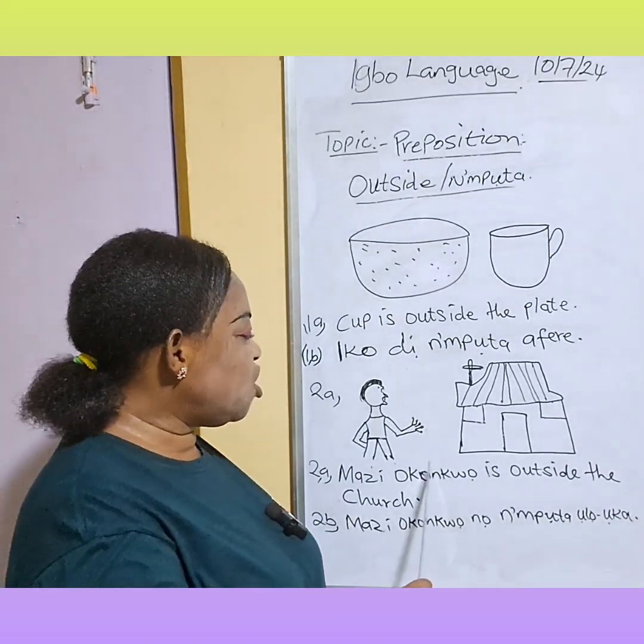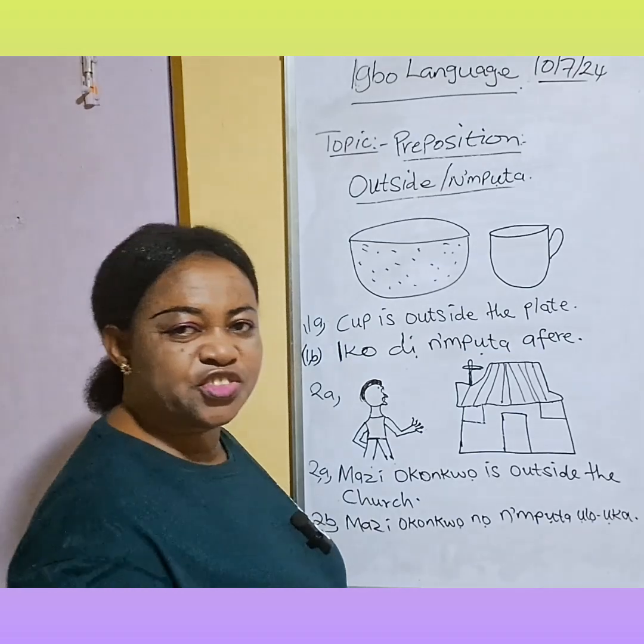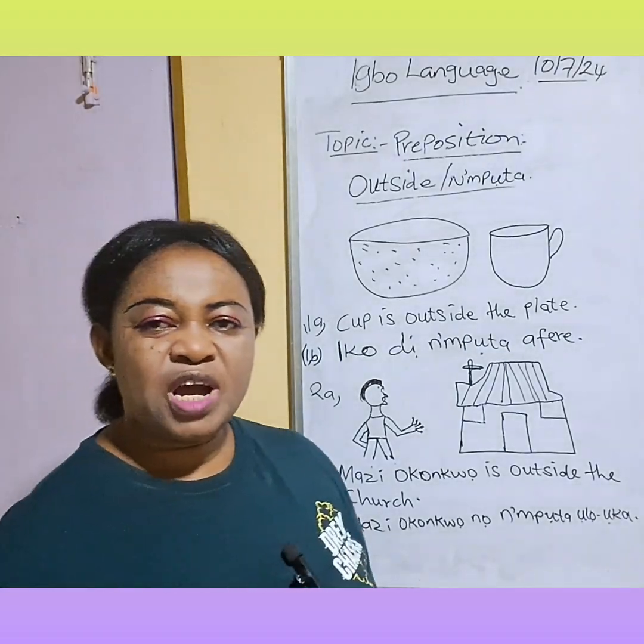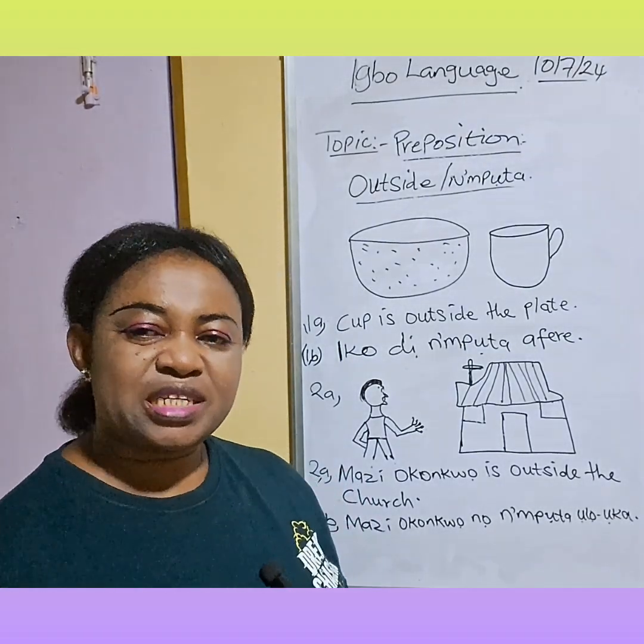That is, Mazi Okonkwo is outside the church. You have now known the difference between inside and outside.